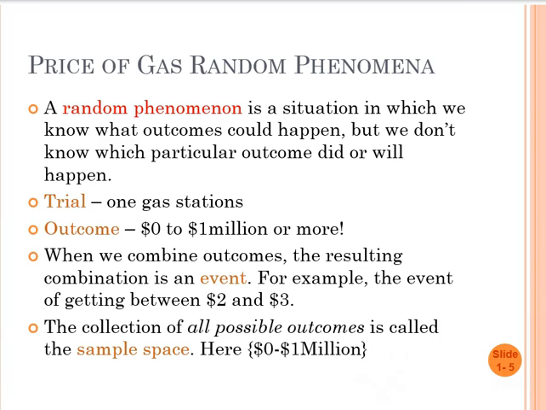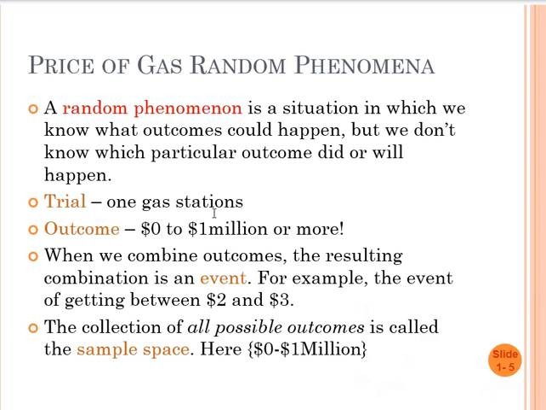Let's think about the price of gas. So you're going to go get gas from the gas station. You're going to choose one in town. That would be one trial. Now you don't know exactly what they charge, but you do sort of know there's a range of values. The lowest price they probably charge is a penny. The most, they can charge up to $1 million or maybe even more. So anywhere in that range, between a penny and $1 million, is the possible price of gas.